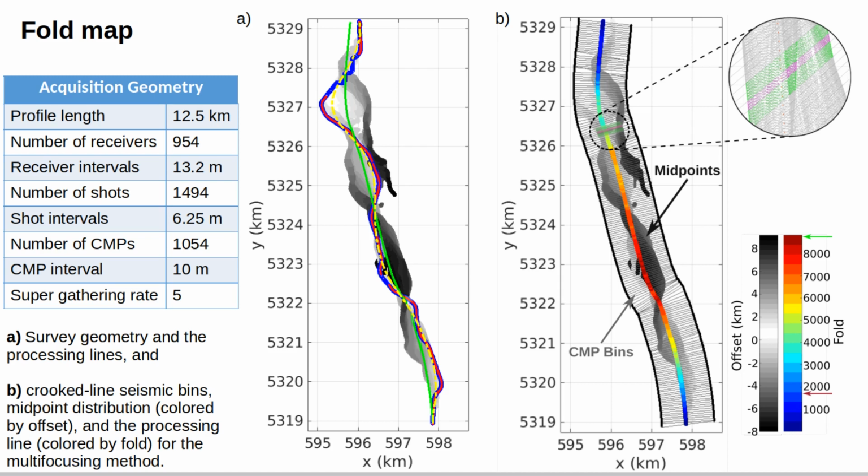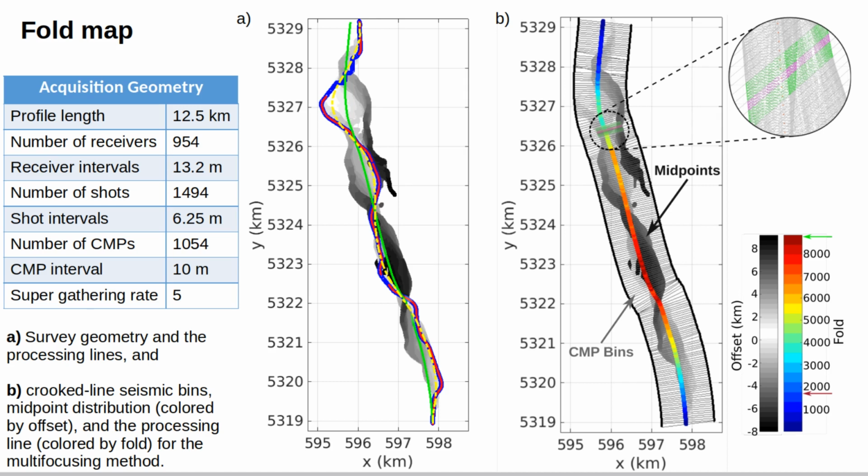The solid green and dashed yellow slalom lines represent the processing lines used for the 2.5D multifocusing and conventional workflows respectively. The green processing line has been generated based on the midpoint locations using a low-order polynomial regression approach. Figure B shows the crooked line seismic binning with a constant CMP interval. The midpoints were binned every 10 meters along the slalom line at a maximum radius of 750 meters.